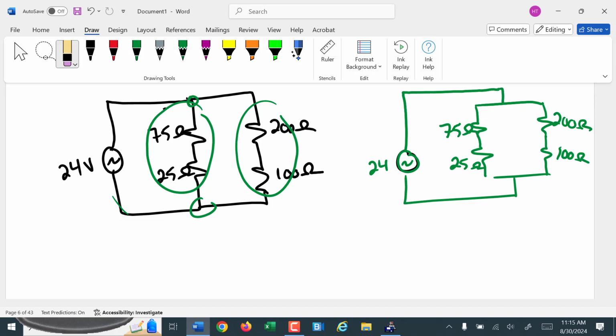Here, again, the first thing I look for is resistors that are in a simple series relationship. 75 and 25 are in series. I combine them to get what? 100 ohms. So I'm going to replace that with a single 100 ohm resistor across there. The 100 and 200 are in series. I'm going to replace them with a simple what? 300. I just add them together.